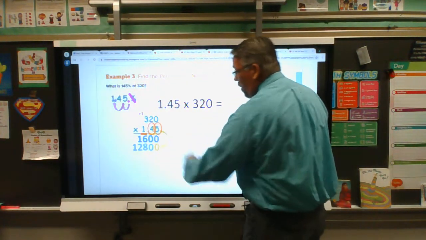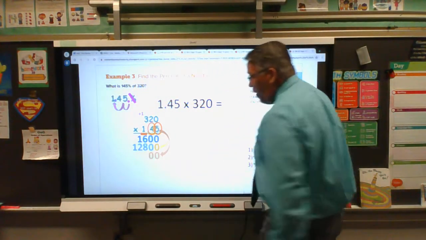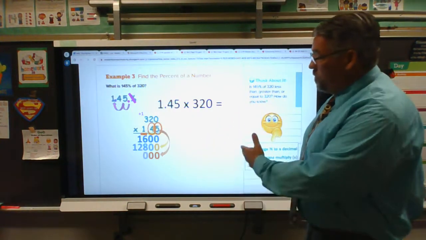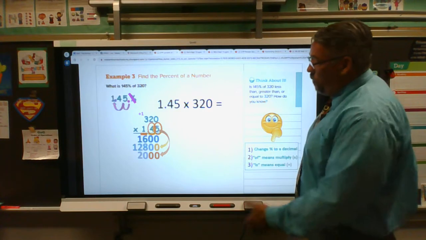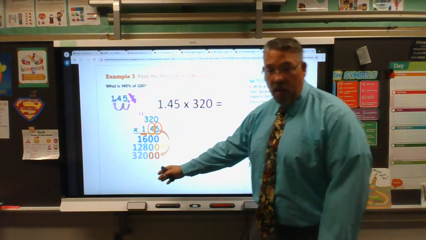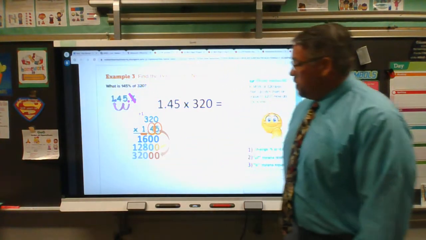So my third number tells me to bring down 2 zeros. When I bring down my 2 zeros, then I simply multiply by my third number. 1 times 0 is 0, 1 times 2 is 2, and 1 times 3 is 3. Notice they're all nice and evenly lined up. That's one of the reasons that I type these in. I'm simply now going to add.